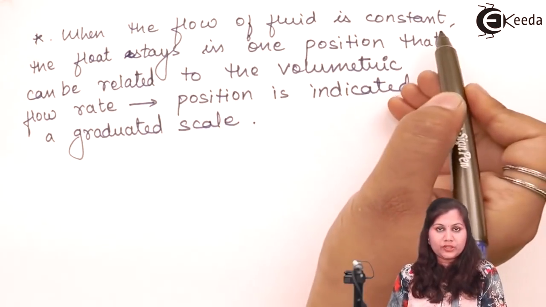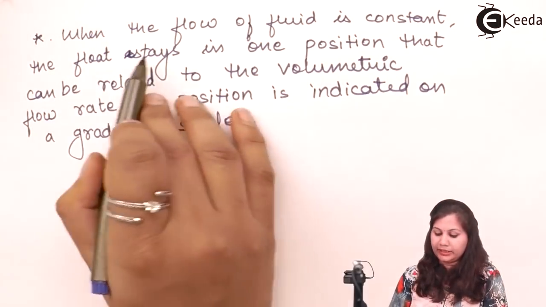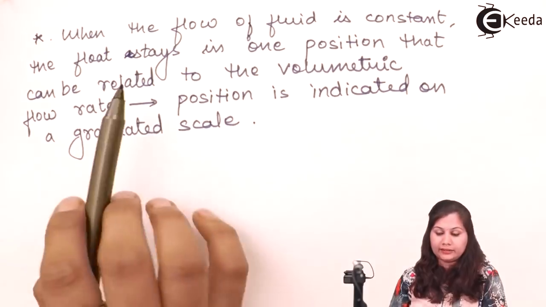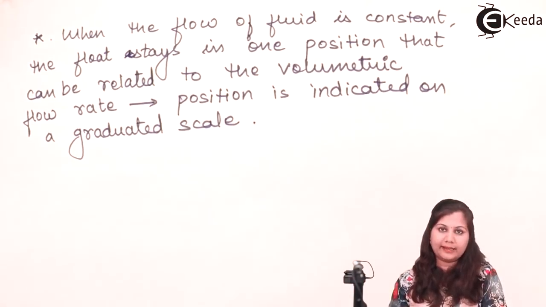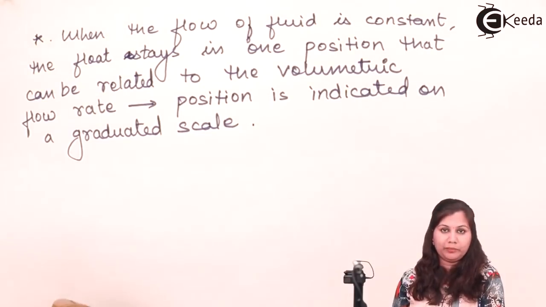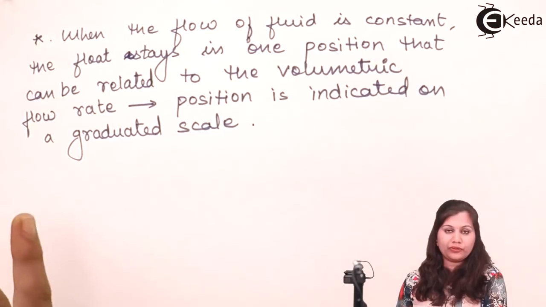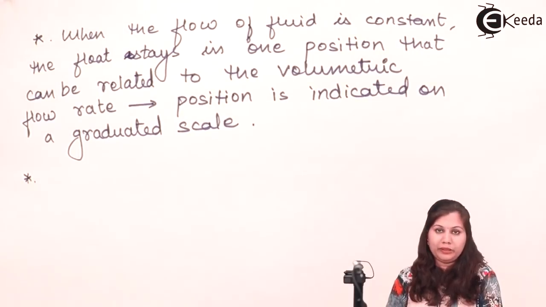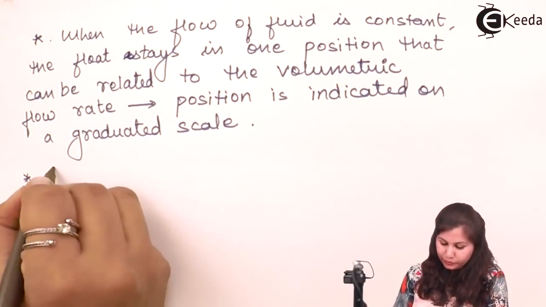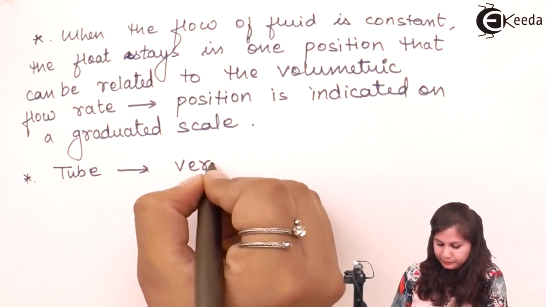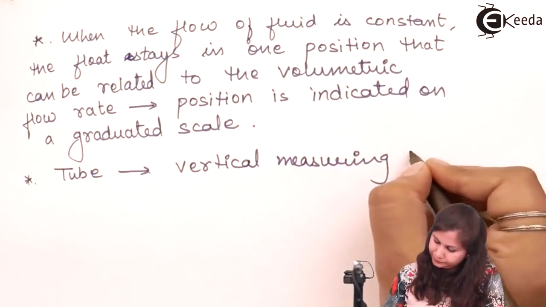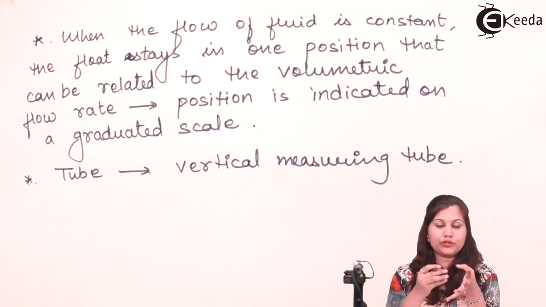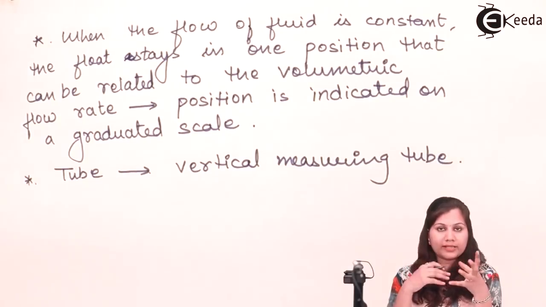So when the flow of the fluid is constant, meaning when both the forces are equal, then the float stays in one position, and that position can be related to the volumetric flow rate, and that position is indicated on a graduated scale. Here one thing we have to keep in mind: to keep the full force of gravity active on the float, dynamic balancing should be there, and for the dynamic balancing, there must be a vertical measuring tube which should be tapered so that there is a change in the cross-sectional area.